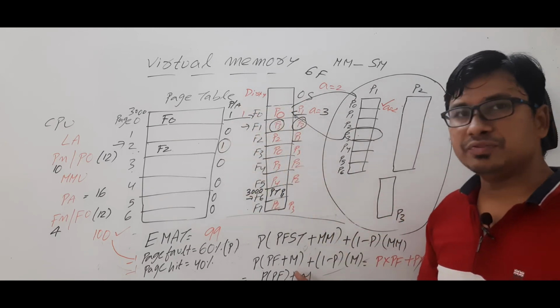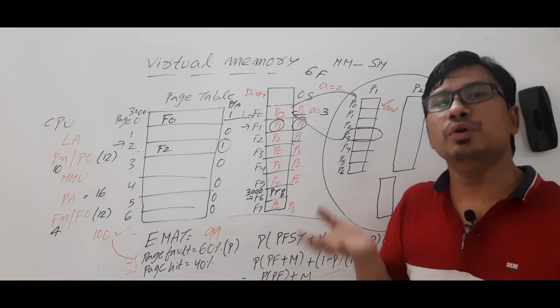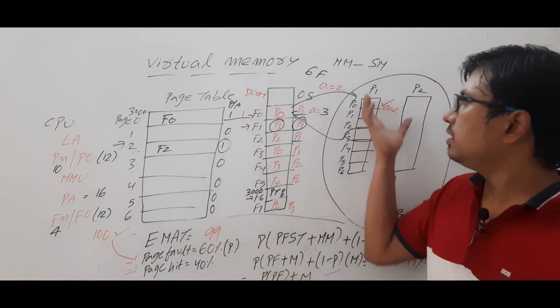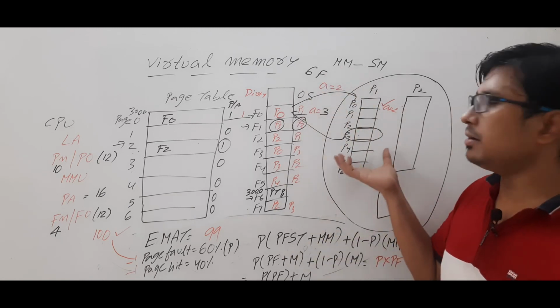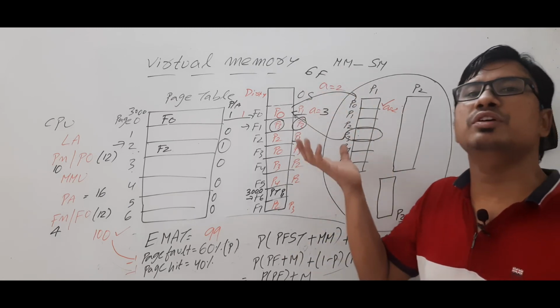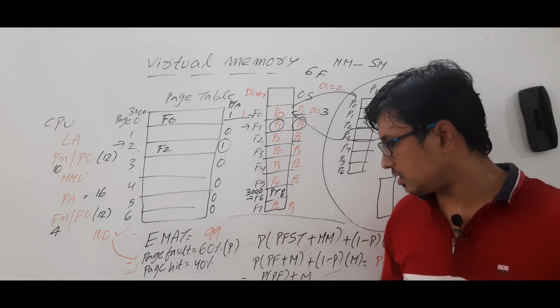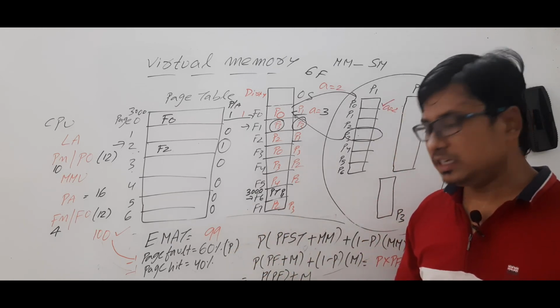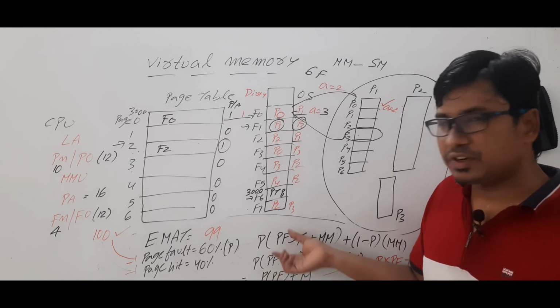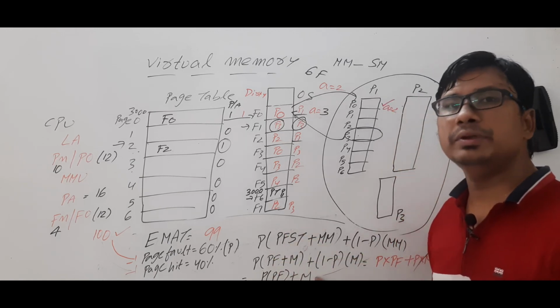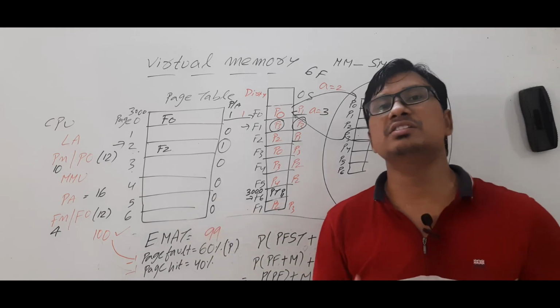So the page fault service time will become more. So if the page faults are very high, your effective memory access time will be completely dependent on your page fault service time only. Is it clear? Are you able to understand it or not? Because your page fault is high, so then page fault service time will be increasing. This part will be increasing and this part will be negligible. So this concept we will call thrashing.